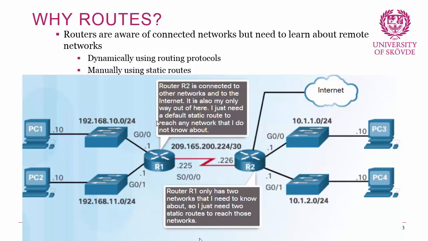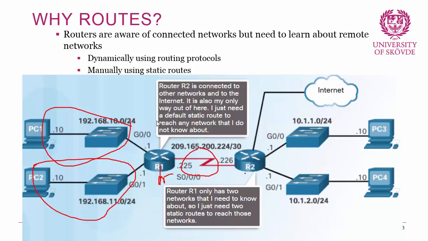If we look at the picture here, you can see that router one, being down here, is aware of this network and this link network here, but it doesn't have any idea at all about the networks on this side. So it's not aware of the internet, the PC3 network or the PC4 network. It has to learn about those either using dynamic routing protocols, which we're going to look at in the next lecture and in CCNA3, or by configuring manual static routes to each and every one of those networks.